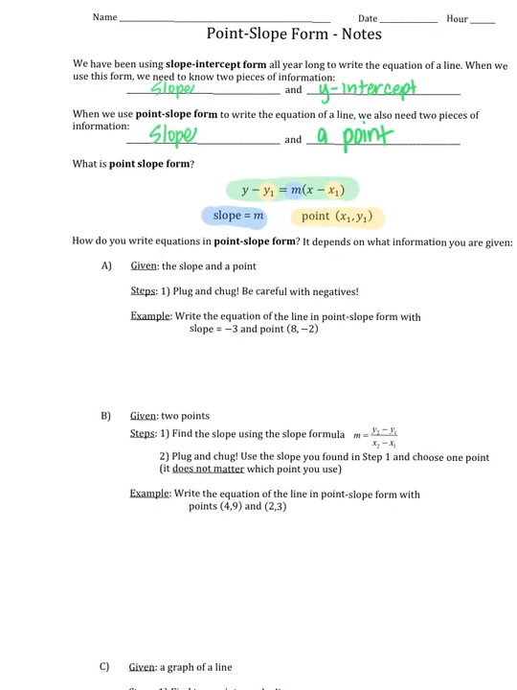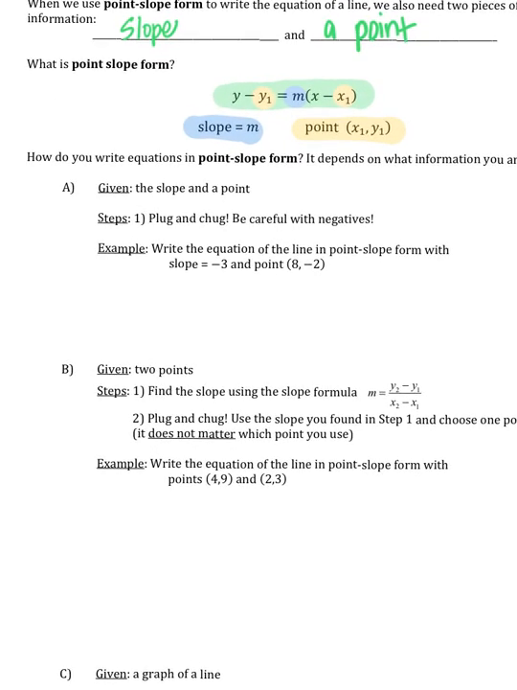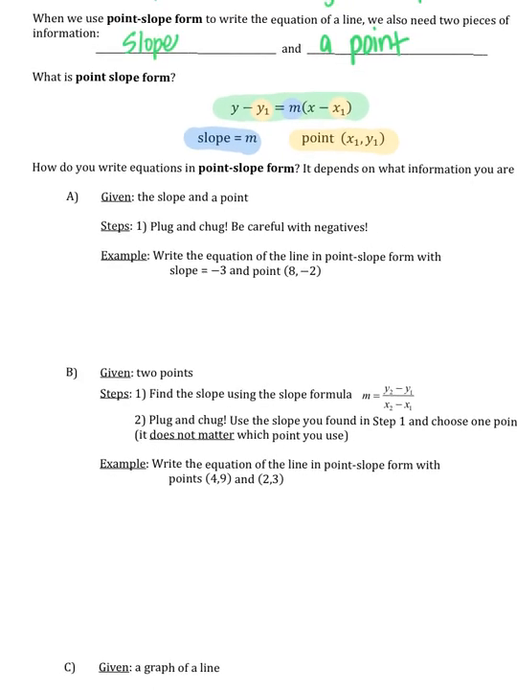Okay, so let's look. How do you write an equation in point slope form? Well, first it depends on the information you're given. Let's say we're given a slope and a point. So the steps, plug and chug. Be careful with negatives. So that's going to come up. Negatives are going to give us a little bit different. So let's write the equation of a line in point slope form with a slope of -3 and a point of (8, -2).